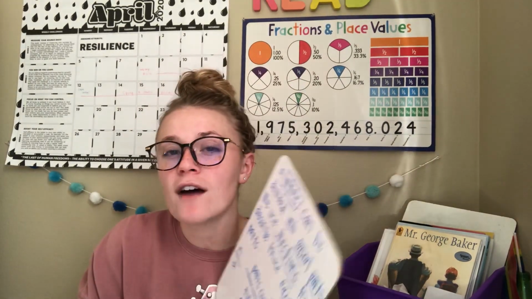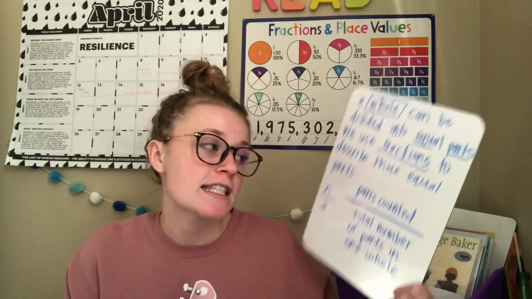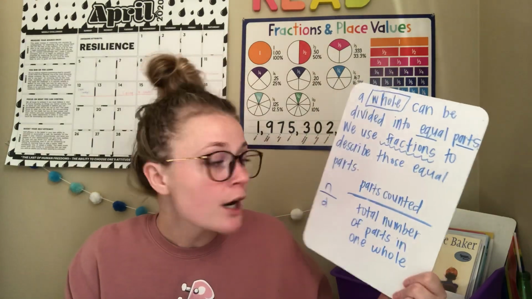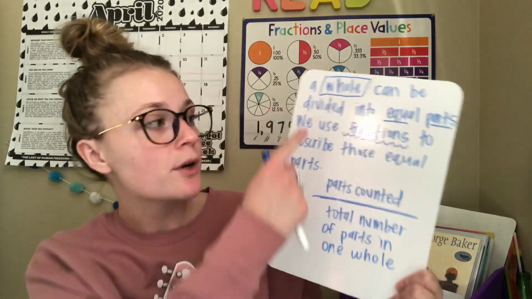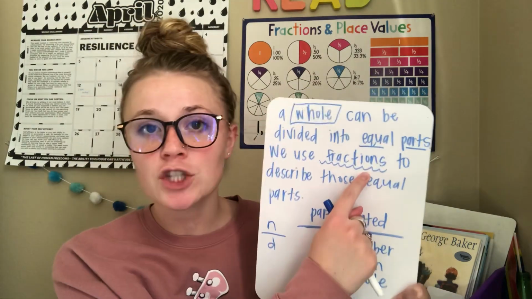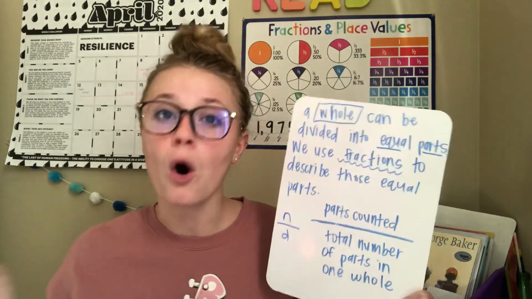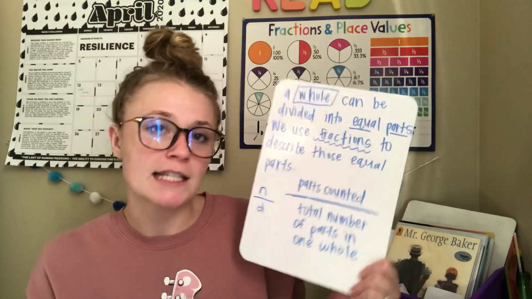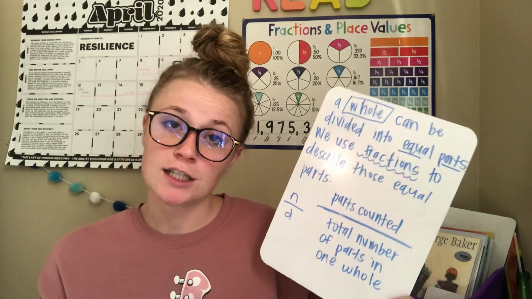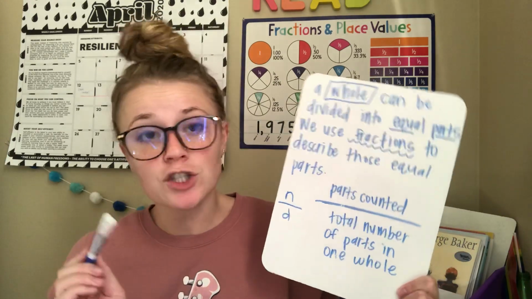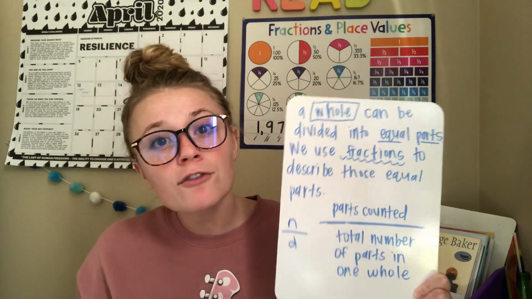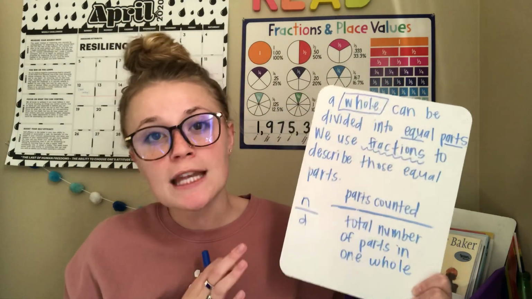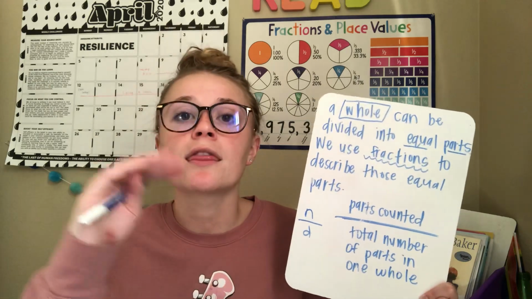So really quick before we start, I just wanted to remind you of the definition of a fraction, because that is very important to remember. When we write fractions, remember we talked about this yesterday, we use fractions to represent parts of a whole. So a whole can be divided into equal parts, and we use fractions to describe those parts. And how we describe them is with a numerator and a denominator. Sometimes we flip those numbers. It's important that we remember that the denominator goes on the bottom.